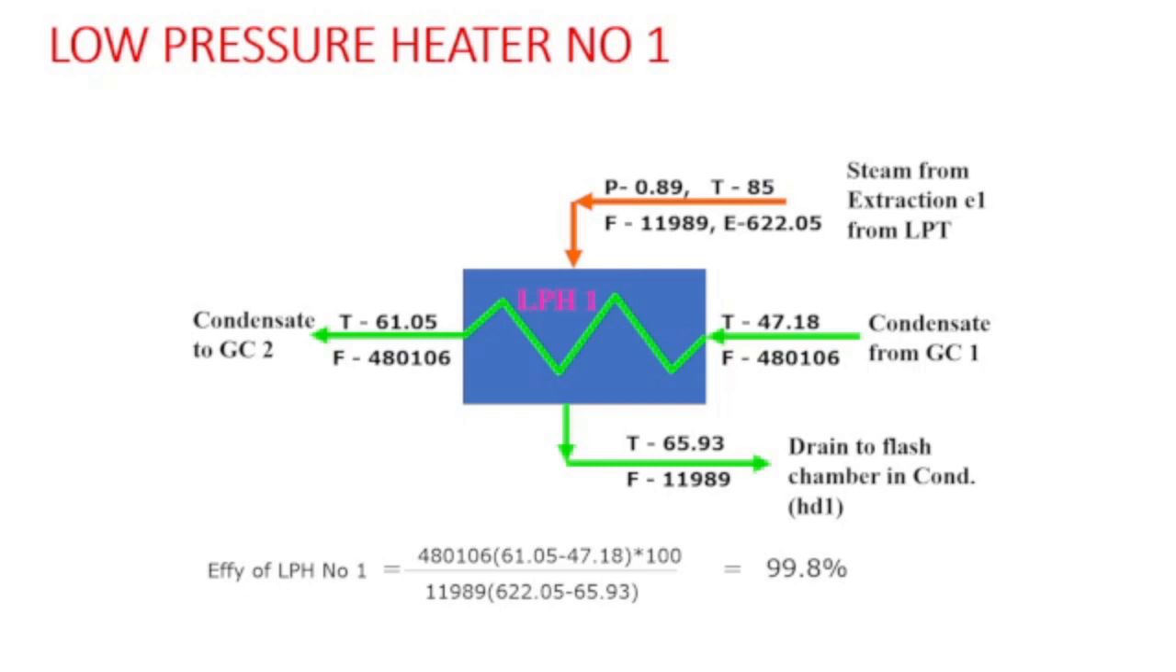In the condenser the extraction is there, and this extraction is given to LP heater number 1, and the extraction pressures and temperatures are shown here. Again the drain of this goes to the flash chamber in the condenser. You can calculate the efficiency of LP heater number 1. It comes to 99.8%.